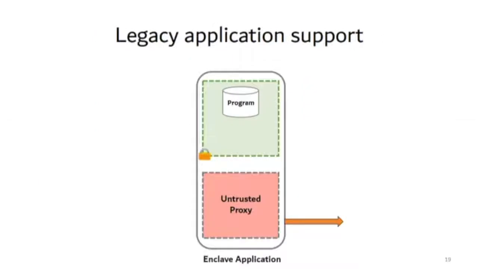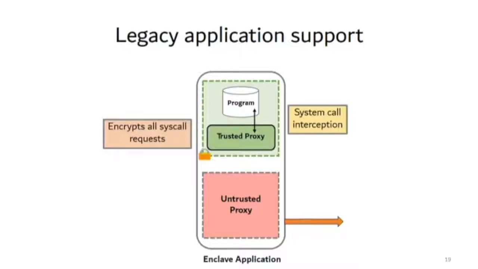So another very important thing is there's supposed to be legacy application support. We can't really expect the application developer to change things, because there are so many applications that are already being developed and can simply be ported within SGX. We don't want all those applications to have to change their whole source code to support Obliviate or a secure file system. So we're going to install a trusted proxy within the enclave program, which is a very small library of a couple of hundred lines of code.